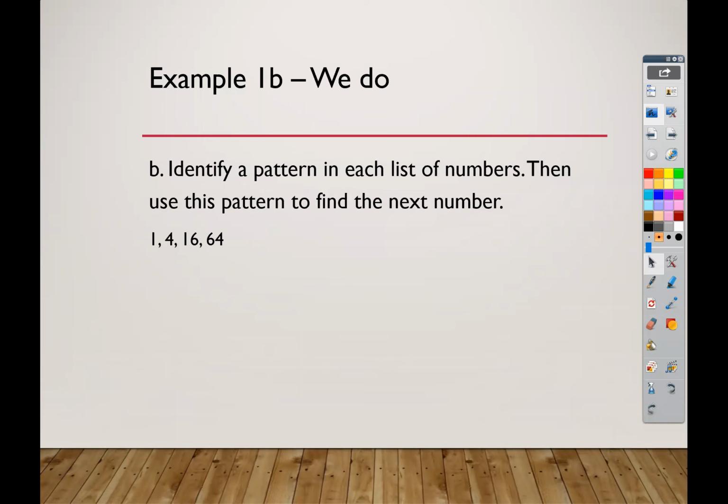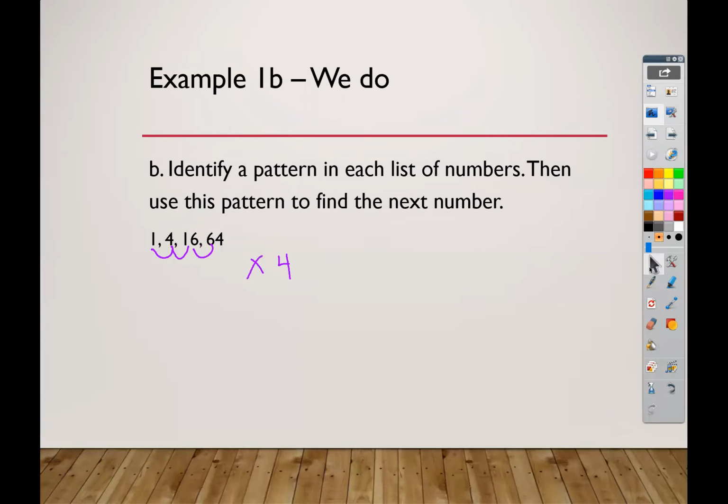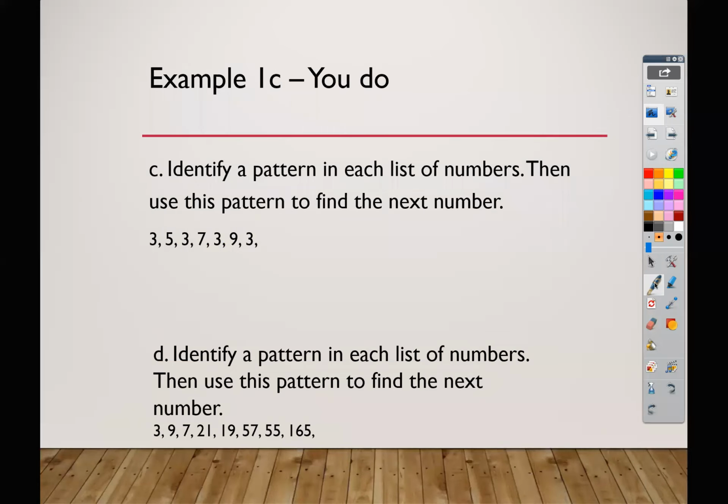Okay, identify a pattern in each list of numbers, then use it to find the next. So what are we doing between all of these? We are multiplying by 4. And so the next number would be 256 because 64 times 4 is 256. All right, so pause the video, try to do this one.